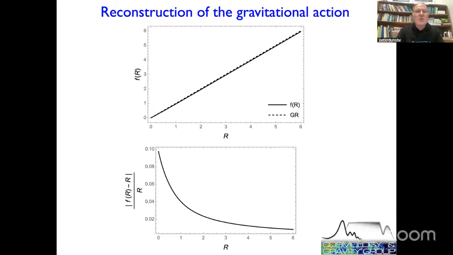And then you can do the full reconstruction of F, and you can see here we have a model which is very close to the linear action that you get for general relativity, and the deviation is plotted on the bottom panel, the deviation away from general relativity. You can see here that at low values of R, you have roughly a 10% deviation away from general relativity.